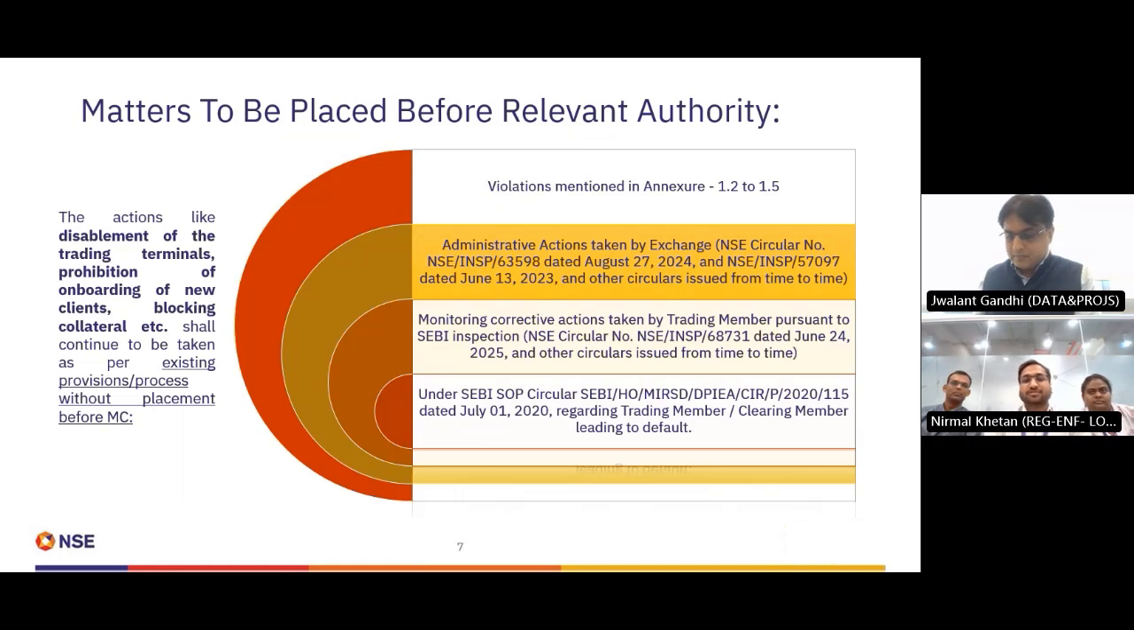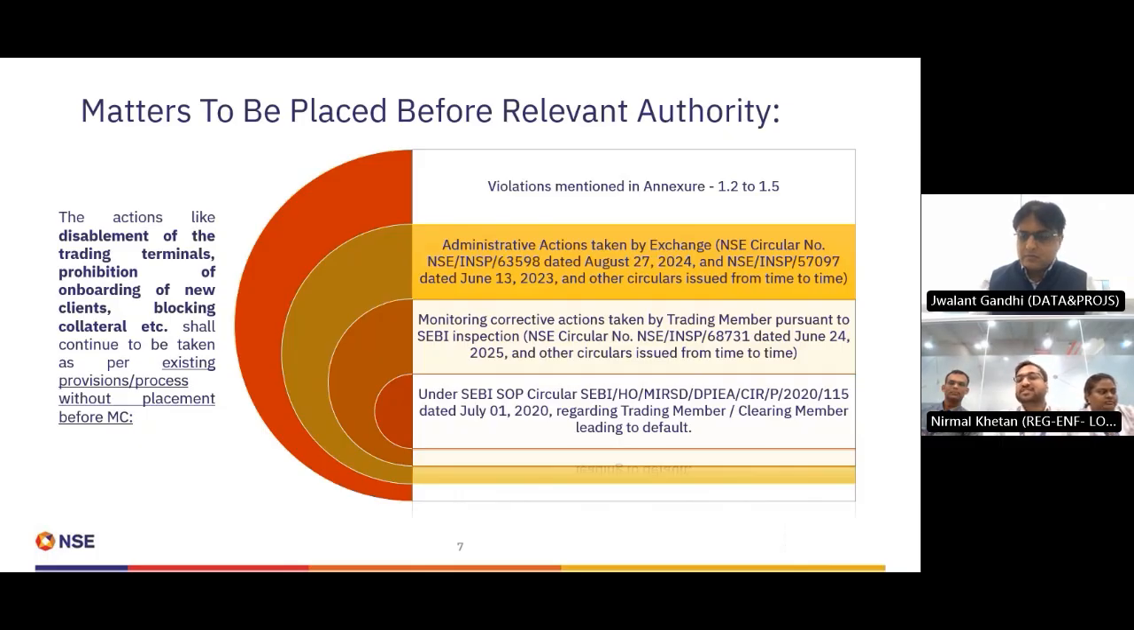So these matters will be placed before the relevant authority, which includes violations for disablement of terminals, onboarding of new clients, or blocking of collaterals. But there are a few exceptions to it. In such cases, these matters will be taken forward without placement before the relevant authority, the member committee. Like we mentioned, this will be applicable for 1.1, while annexures 1.2 to 1.6 will be dealt with in the manner which has been prescribed.